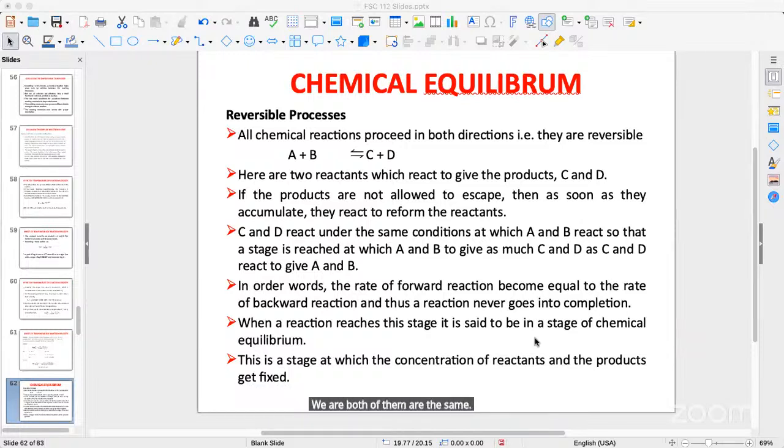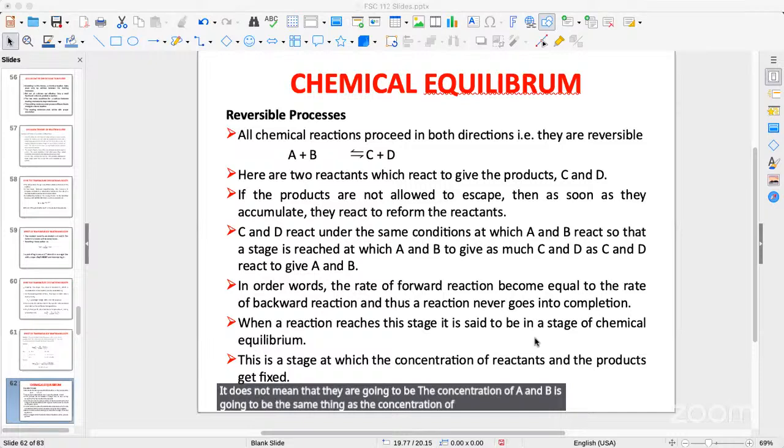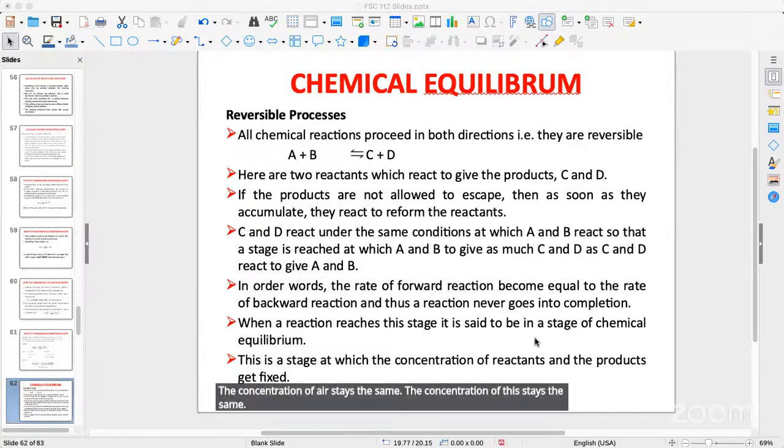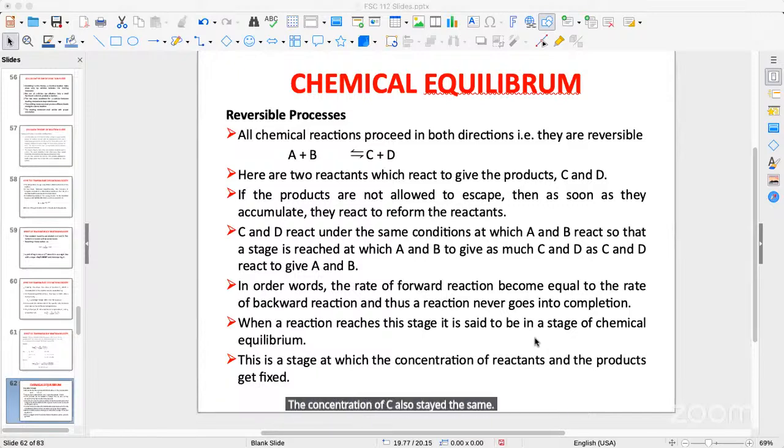Now, at that stage, because that means the rate at which you're forming A and B is the same rate at which you're forming C and D, then that means that the concentration of A, B, C, and D will remain unchanged. It does not mean that the concentration of A and B is going to be the same as the concentration of C and D. No. The concentration of A stays the same. The concentration of B stays the same. The concentration of C also stays the same, while that of D also stays the same.